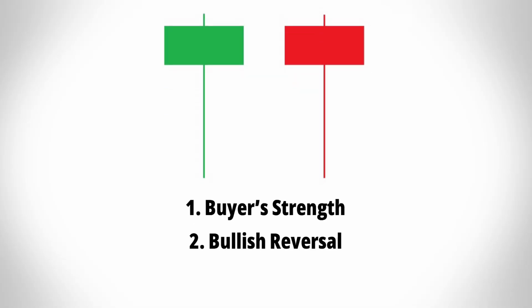The hammer candlestick is formed when the price opens and sellers initially push the price lower, creating a long lower wick. Buyers step in and push the price back up, closing the session near the opening price. This price action reflects a tug of war between buyers and sellers, with buyers gaining the upper hand by the close. Now, what does a hammer candlestick indicate? The hammer is a bullish reversal pattern that shows buyer strength, and traders interpret the hammer as a sign that a downtrend may be losing momentum and the bullish sentiment could be returning.